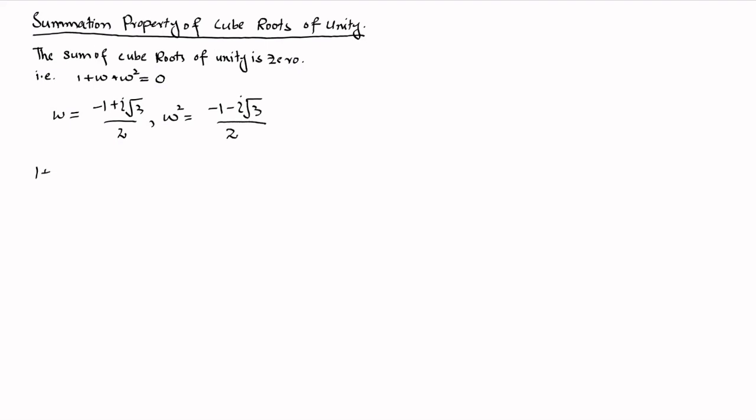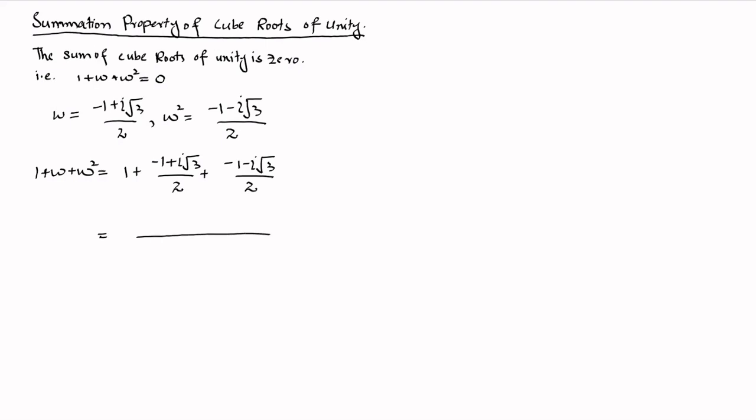Now the sum of the cube roots of unity, 1 plus omega plus omega square, is equal to 1 plus, inserting the value of omega, which is minus 1 plus iota square root 3 divided by 2, plus omega square. The value of omega square is minus 1 minus iota square root 3 divided by 2.